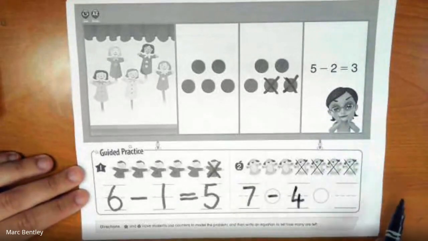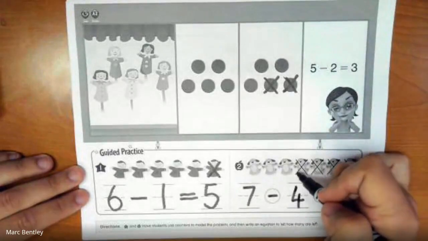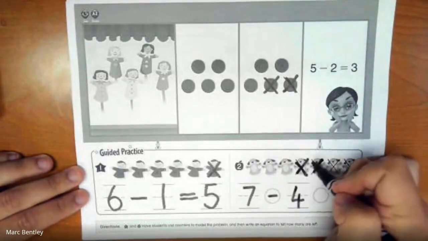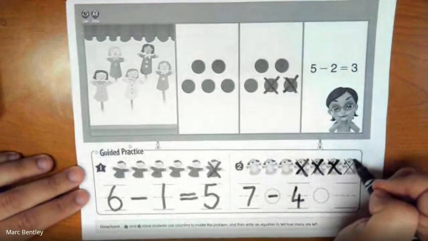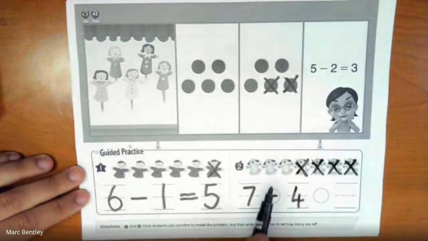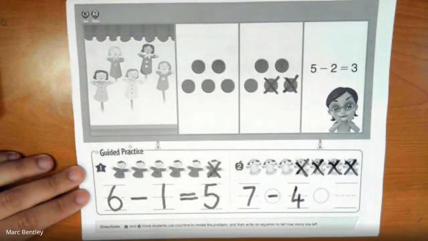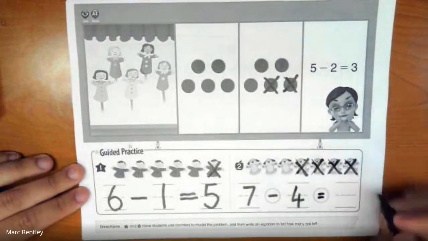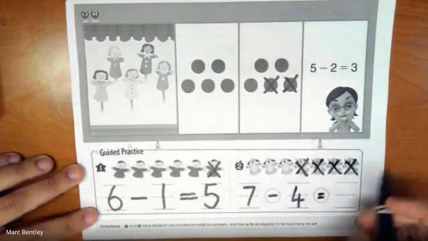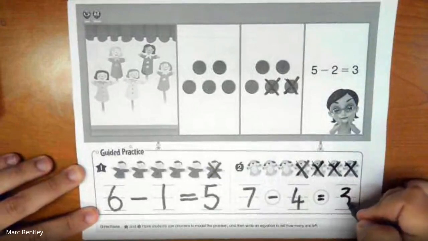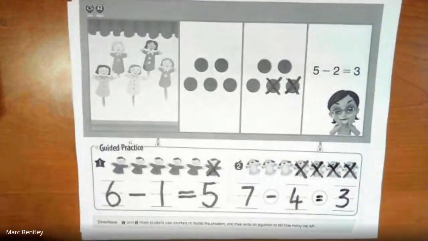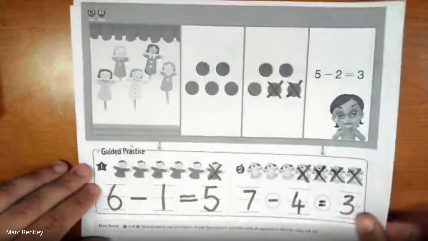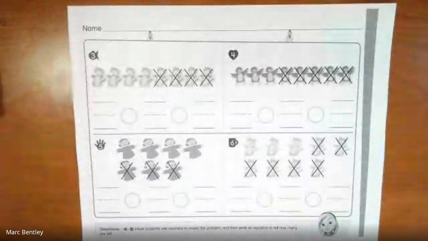So I have 7 total. I subtract 4. 1, 2, 3, 4, just to make it more clear. And how many am I left with? If you said 3, you are correct, because 7 minus 4 equals 1, 2, 3. I have 3 left right there. All right, turning the page.